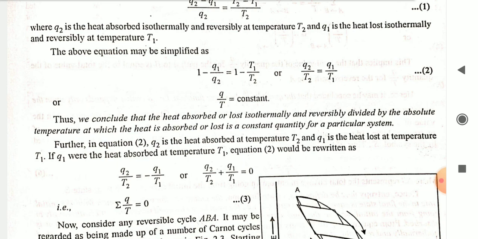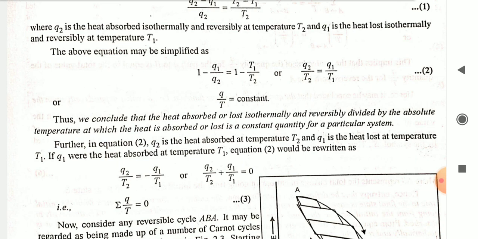Thus, we conclude that the heat absorbed or lost isothermally and reversibly divided by the absolute temperature at which the heat is absorbed or lost is a constant quantity for a particular system. Further, in the equation, Q2 is the heat absorbed at temperature T2 and Q1 is the heat lost at temperature T1. If Q1 were the heat absorbed at temperature T1, then the equation becomes Q2 upon T2 is equal to minus Q1 upon T1, or Q2 upon T2 plus Q1 upon T1 is equal to 0. Summation of Q by T is equal to 0.